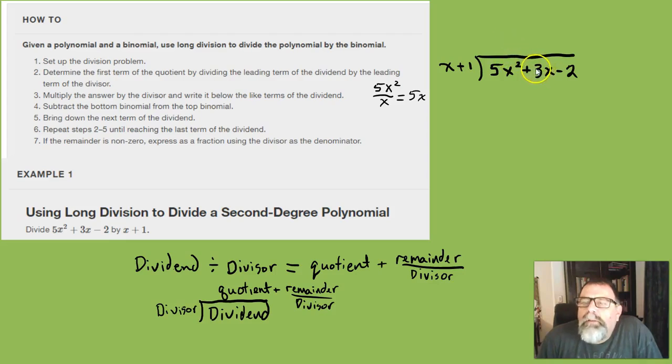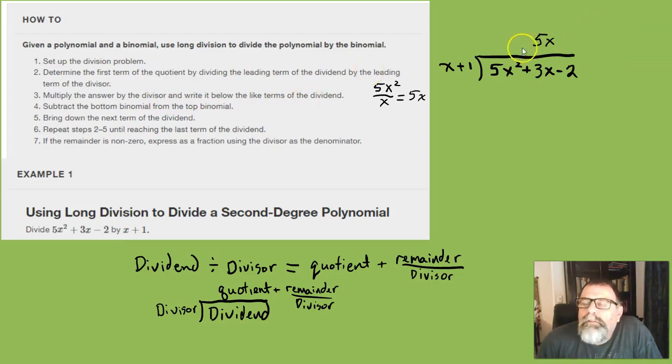Now the book has you putting it above according to the degree. Notice this is descending order: 5x squared, 3x. So we look at x squared, x's, and then constants. If you do 5x squared divided by x, it's going to be 5x, and they have you line it up in the x column. And then you multiply: multiply the answer by the divisor, so that quotient, the 5x, and then write it below like terms.